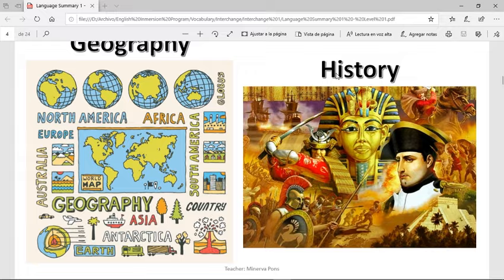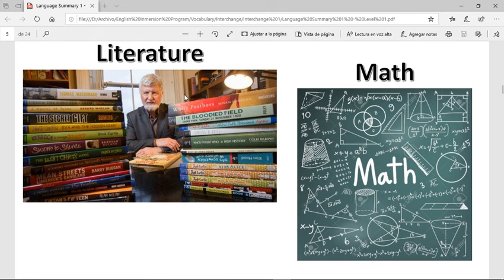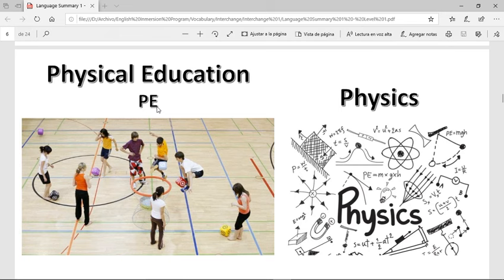Okay, literature is everything related to books, stories, and such. Math, another type of subject, this time related to numbers and equations and stuff. Physical education, also known as PE, physical P, education E. It's a subject where everybody moves. We need to do exercise in the physical education class.